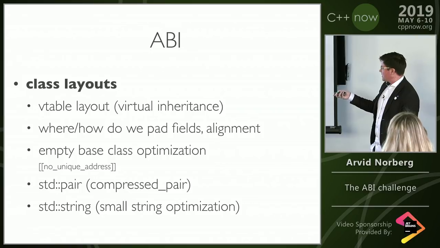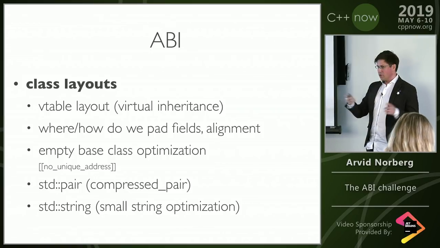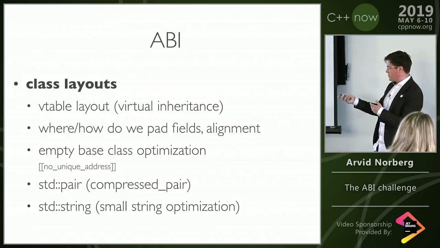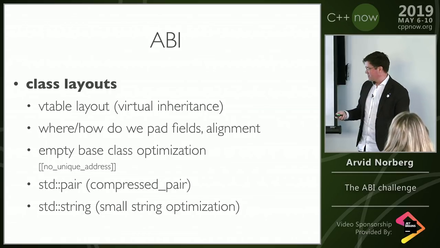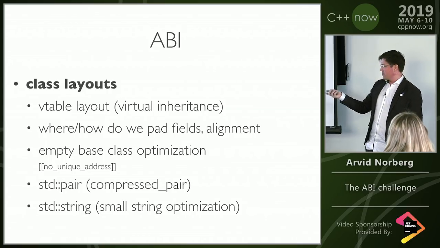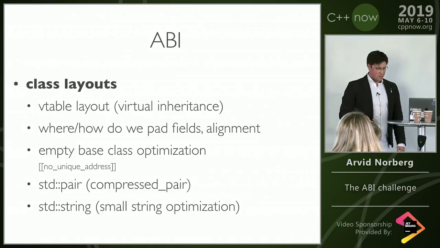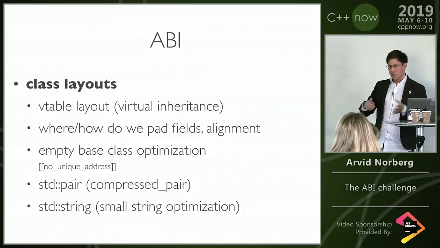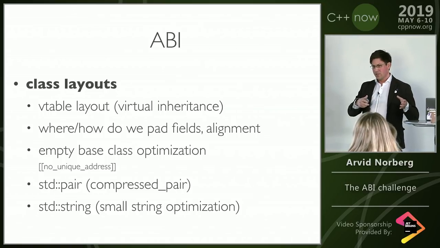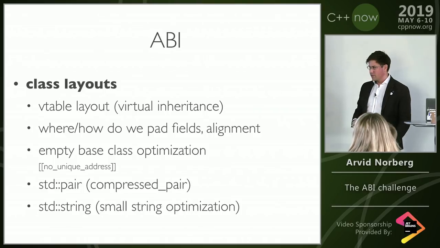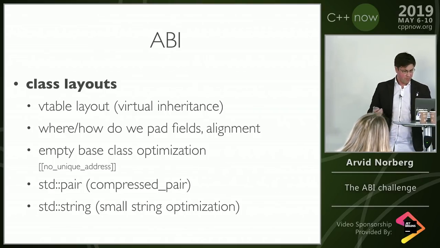And you have std::pair, there's the old style pair, which was simple, and then there's the new style pair that is compressed. std::string also, the libstdc++ std::string changed from copy-on-write to small string optimization, which also affects the ABI, obviously.